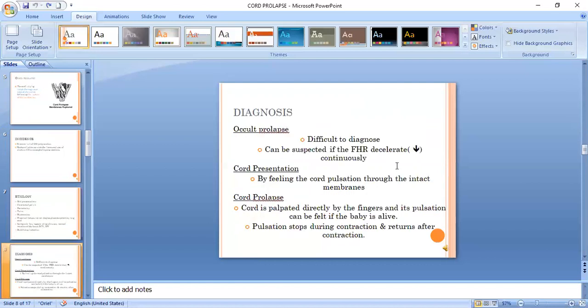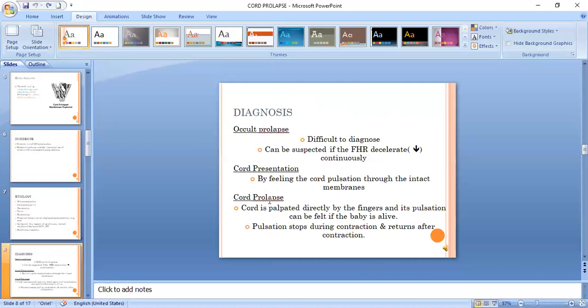Next is diagnosis. We know there are three: occult prolapse, cord presentation, and cord prolapse. Occult prolapse is difficult to diagnose, and we can suspect it when, while monitoring the fetal heart rate continuously, the fetal heart rate is decelerating. It is reduced continuously. Then we can suspect occult prolapse. In cord presentation, as we said in the definition, the membranes will be intact, so we can feel the cord pulsation through the intact membranes. That is the difference.